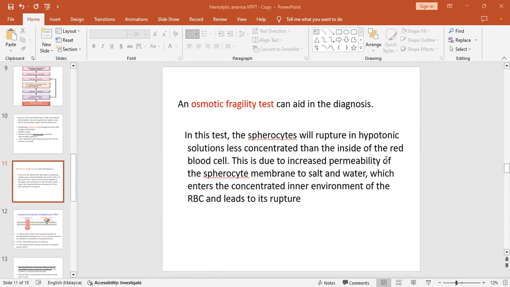In this test, the spherocytes will rupture in hypotonic solutions sooner than normal RBCs. This is due to increased permeability of the spherocyte membrane to salt and water, which enters the concentrated inner environment of the RBC, leading to its rupture.